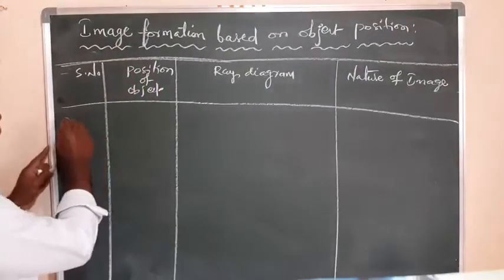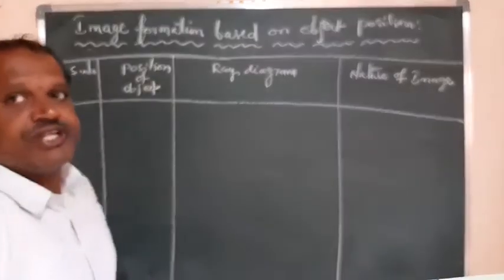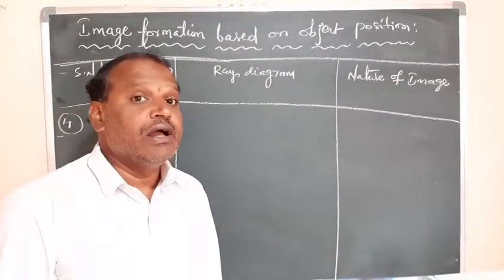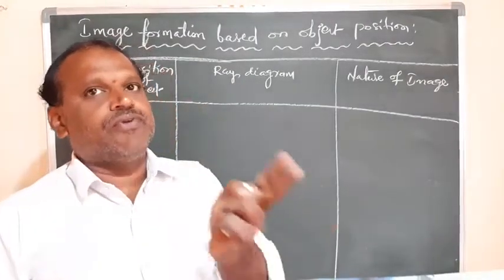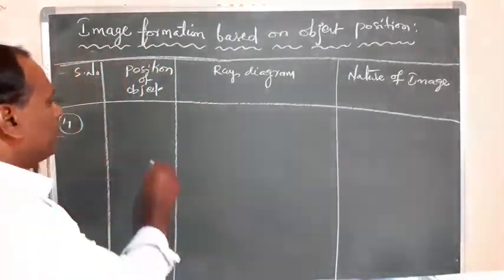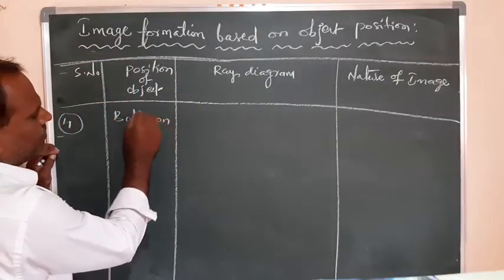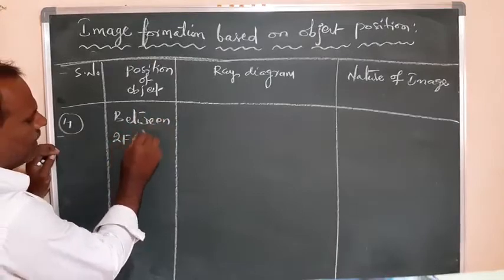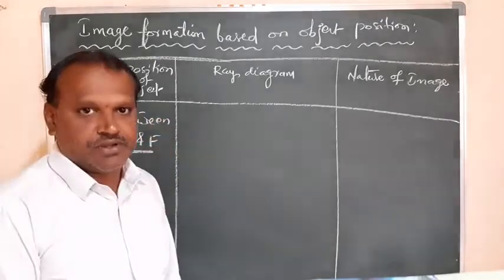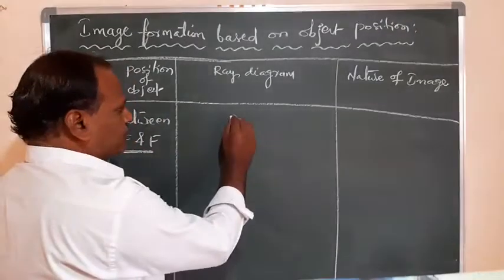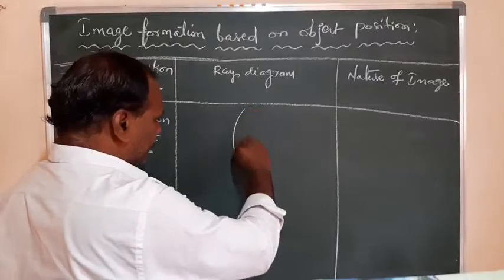So now it is the fourth one. It is serial number 4, and where the object is kept. The object is kept up to 2f we discussed. Now the object is placed between 2f and f. That means here I am writing it is between 2f and f. Between 2f and f, if the object is kept, then how can you get the image formation? You can see here. This is the ray diagram. I will draw it here.